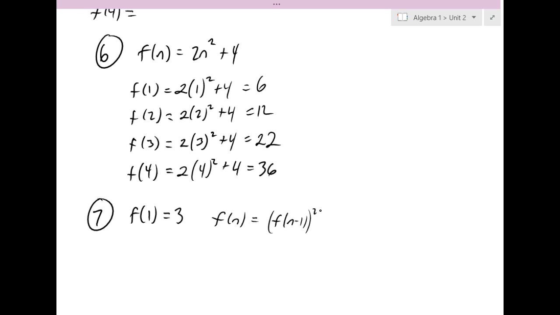Okay, Cece, how would you say that in words? I would say current term equals previous term squared. Good. Current term equals the previous term squared. So that should be really easy to come up with. If you just take 3, what's the next term going to be? 9, and the next term is going to be? 9 squared is 81, and then the last term is hard. 81 squared, that's a bigger number, so you'll use a calculator for that.